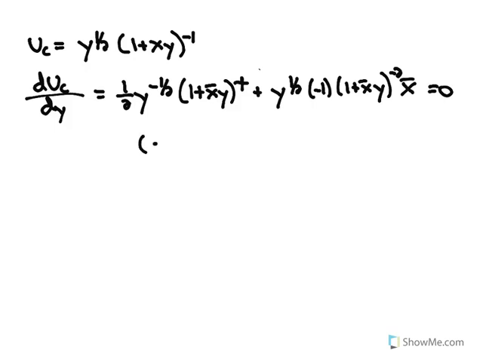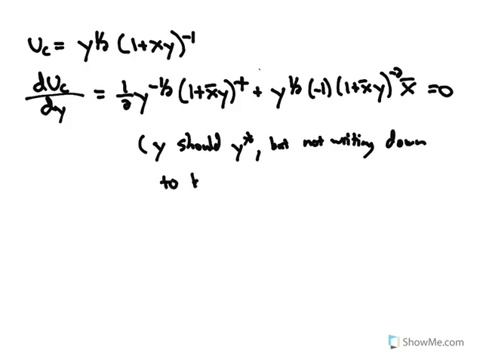Now, y here should be y star, but I'm not writing it down to keep from being too messy. We'll add back in the y star at the end. So this equation, there should be a y star there, but taking stars to the exponents is just kind of confusing. Okay? So we'll not do that.